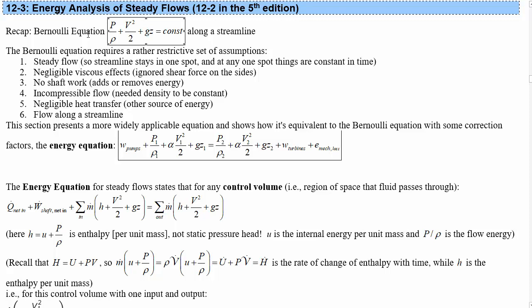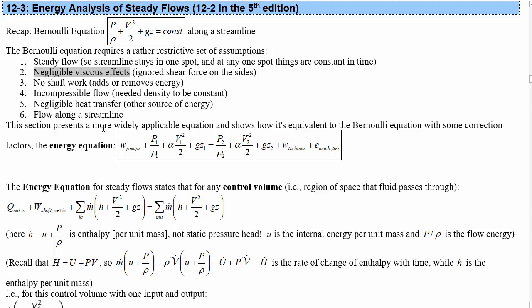So to recap, the Bernoulli equation that we derived last time let us pretty quickly get some really easy and kind of interesting results about how flow conditions are changing from one spot to another along a streamline, but it was pretty limited. That was the problem with it. It required a lot of assumptions. Steady flow, negligible viscous effects. It ignored the shear stress on sides, no shaft work, so we're not adding or removing energy with pumps or turbines. It needed incompressible flow, negligible heat transfer or other sources of energy, and again, flow along a streamline.